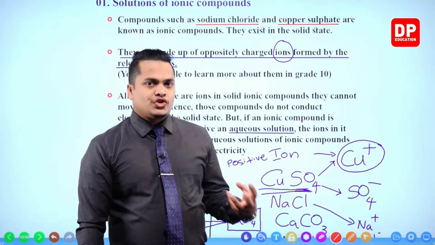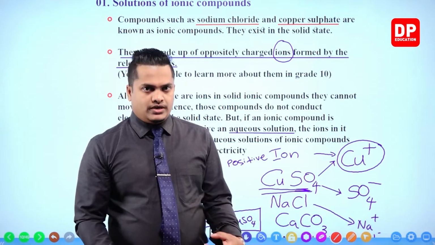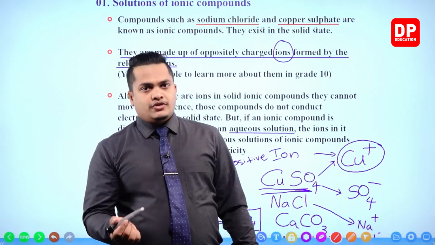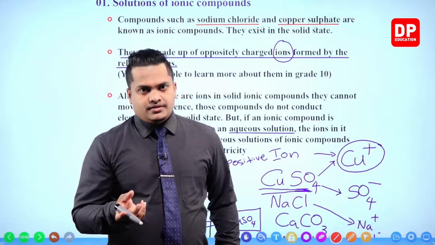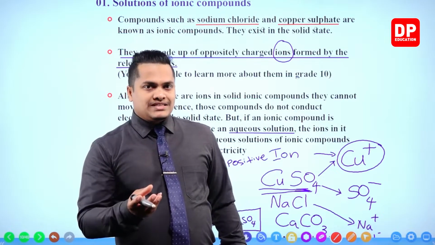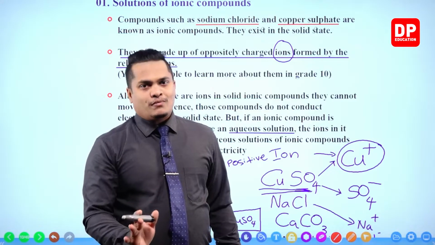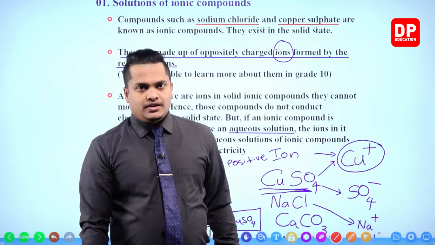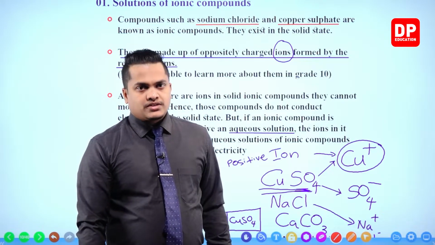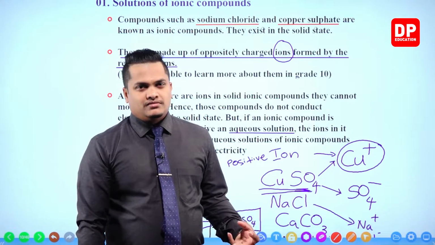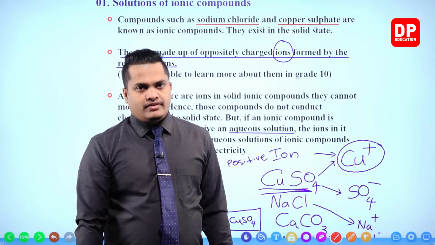So when you mix common salt with normal water, an aqueous solution of sodium chloride can be formed. When you mix copper sulfate with water, an aqueous solution of copper sulfate can be formed. So this is how we can create aqueous solutions. You just take water and dissolve the particular ionic compound within it.